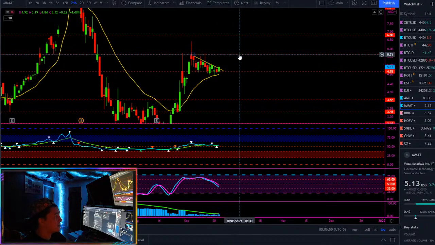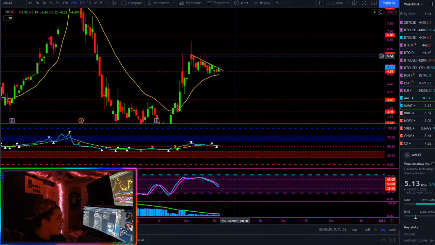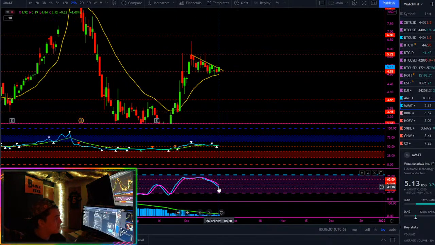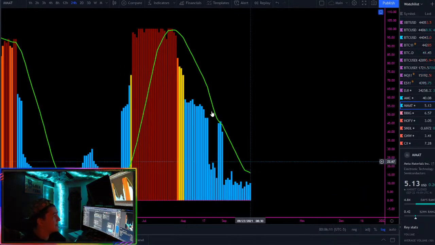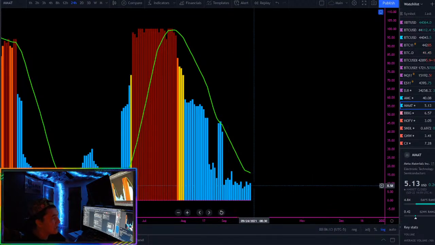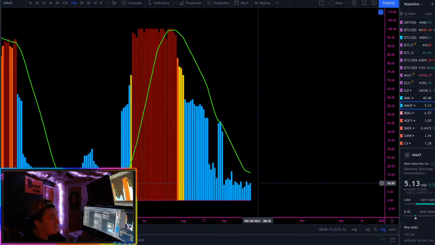I am going to be looking for extension to the top side resistance here at $5.70. But I want to see momentum on stochastics revert. I want to see a little bit more expansion here on historical volatility percentile. Again, it's just being crushed right now. Well, it is in the single digits, barely.